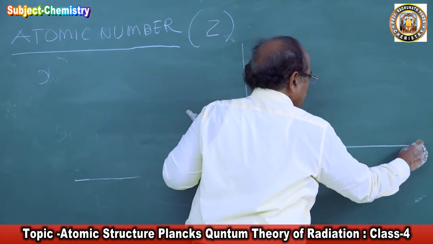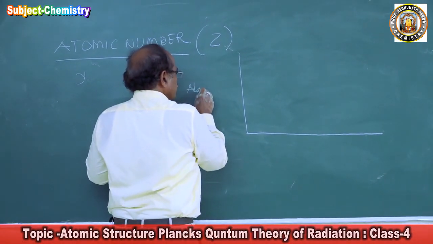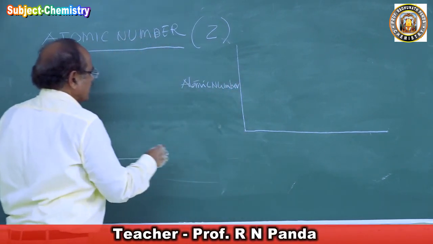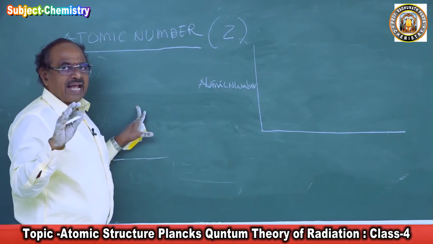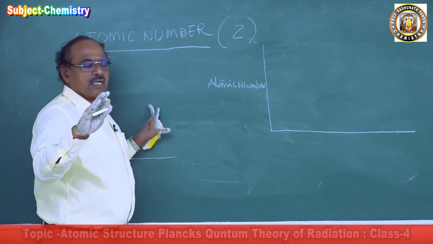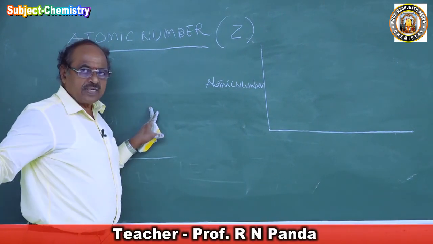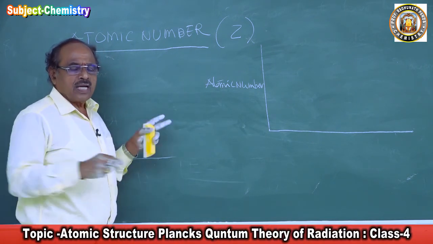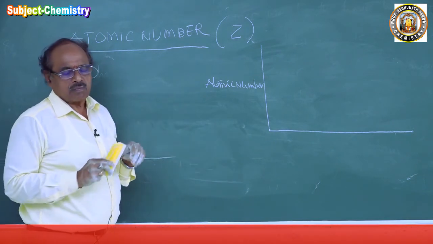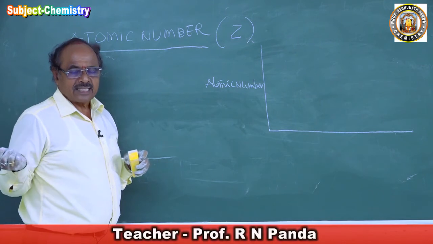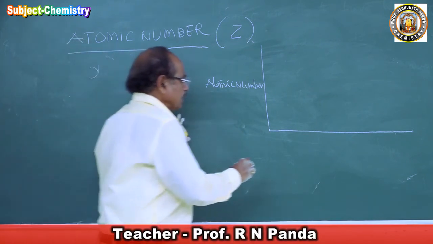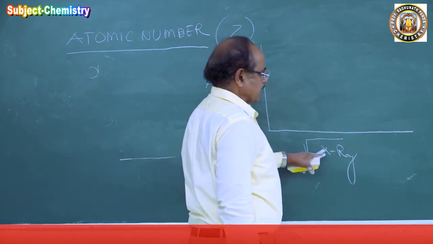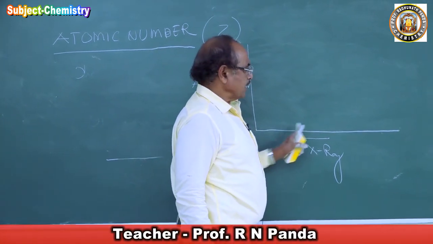What did Moseley do? He took different elements as anodes and struck them with cathode rays, and X-rays were produced. He took copper, then iron, then gold, then silver. Then he plotted the atomic number of the elements, and the square root of the frequency of the X-rays, on the axes.